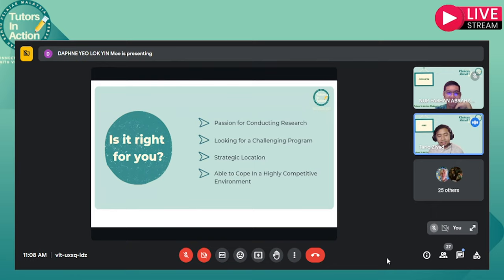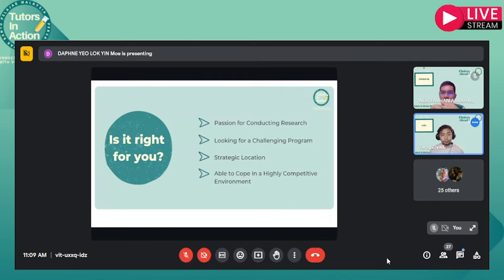Thirdly, strategic location. If for some reason you're looking for an institution that's close to home, UKM is quite nice because it is interconnected with all of the public transportation. You are connected via the KTM, MRT, or if you live anywhere near Bangi, Kajang, it's a good choice for you if you want to go to an institution that is near to home.